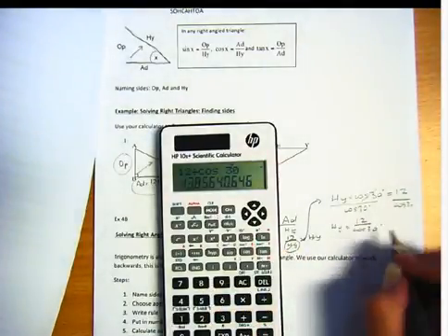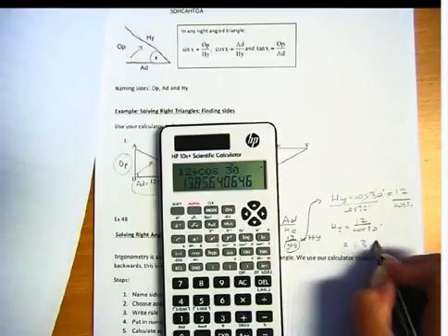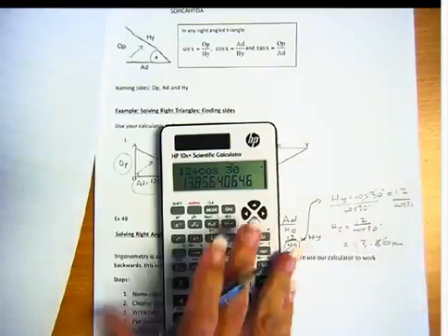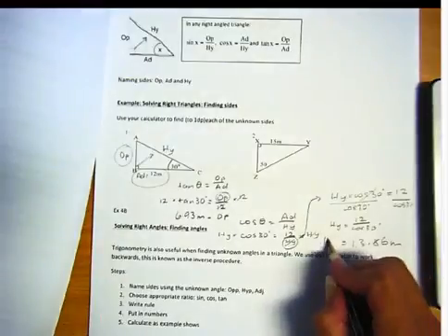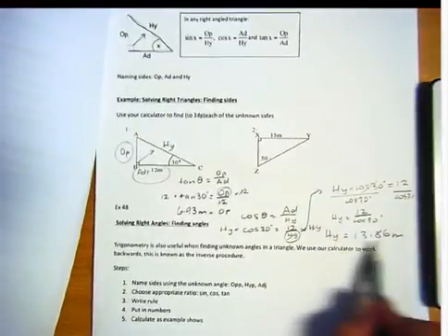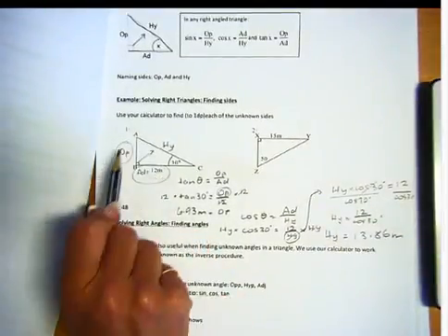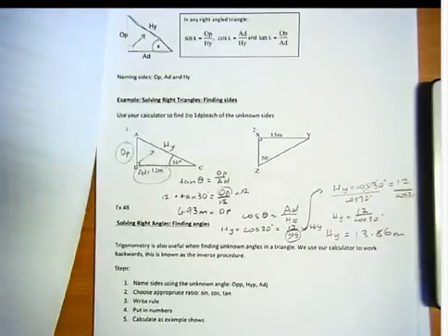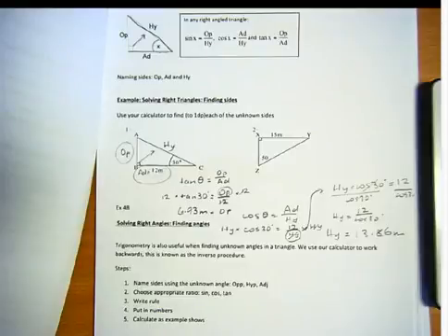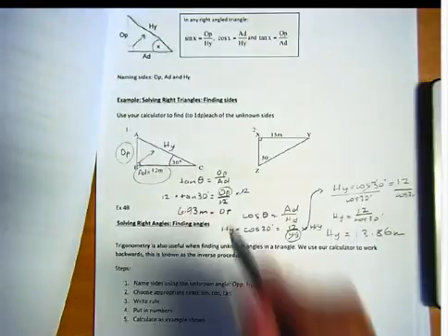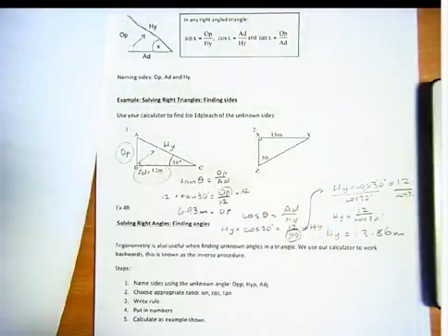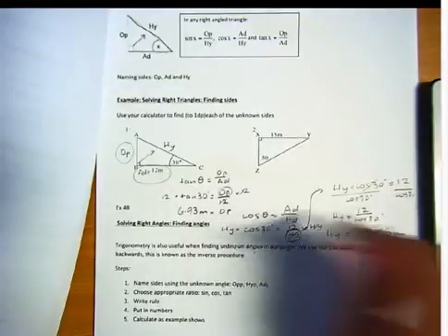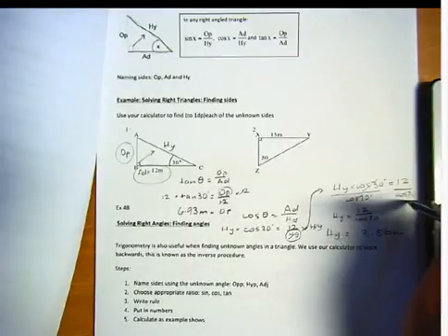And the answer is 13.86. I want to check that that makes sense. Is this the longest side? If this is 12 and this is 6.9, yes, the hypotenuse is the longest side. So I'm just checking the reasonableness of my results. That's how we find sides. If the unknown is on the top, we do a multiply. If the unknown is on the bottom, then it ends up being a divide.